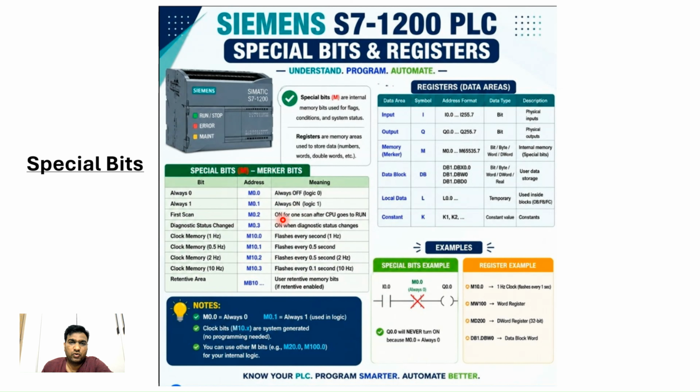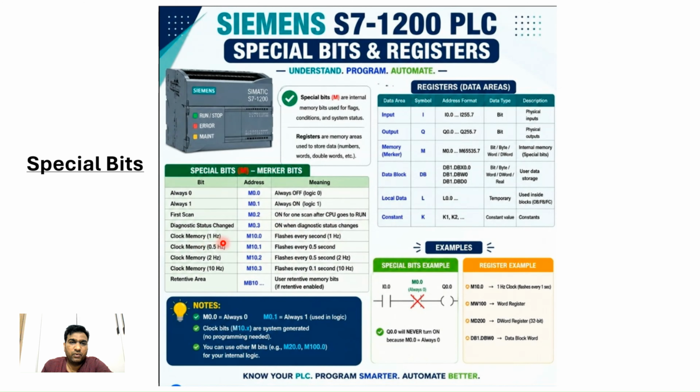First scan means this bit will be on at the first scan of the PLC, meaning whenever it goes from stop to run mode, at that time this bit will be on. Diagnostic status change: on when the diagnostic status changes. Diagnostic status means CPU errors, which we can use for the bit.